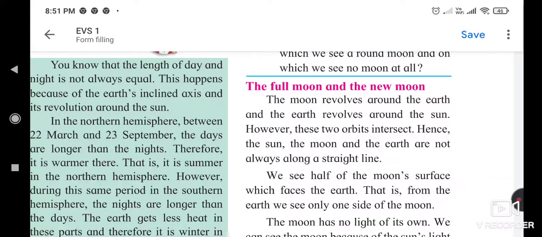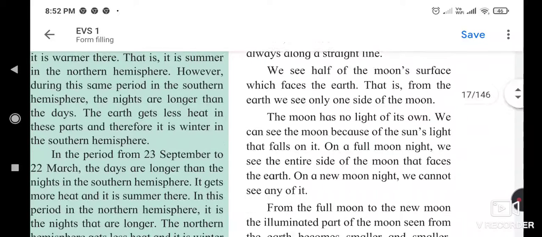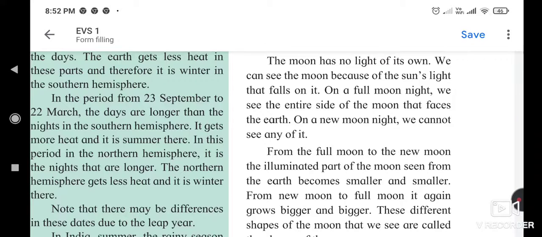It takes place here. The moon revolves around the earth and earth revolves around the sun. These two orbits intersect. Hence, the sun, moon and earth are not always along a straight line. Half of the moon's surface faces the earth, that is, from the earth we see only one side of the moon. The moon has no light of its own. We can see the moon because of the sun's light that falls on it. On a full moon night, we see the entire side of the moon that faces the earth. On a new moon night, we cannot see any of it.